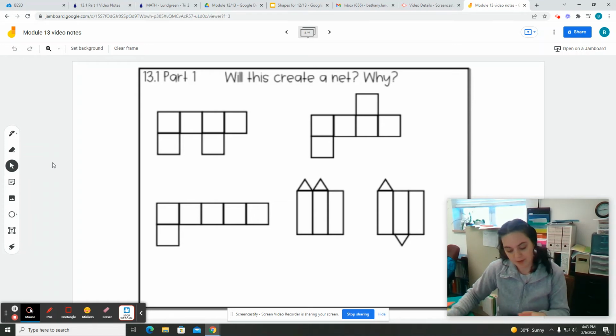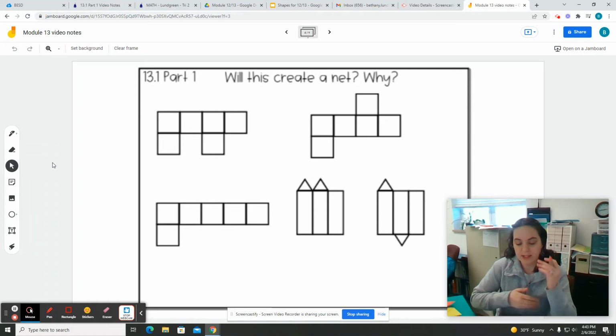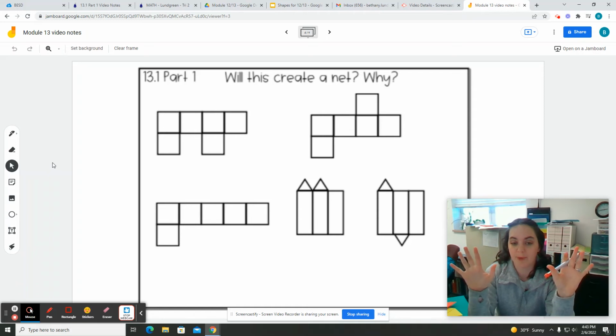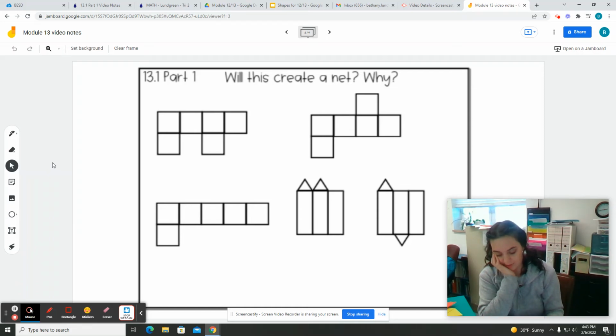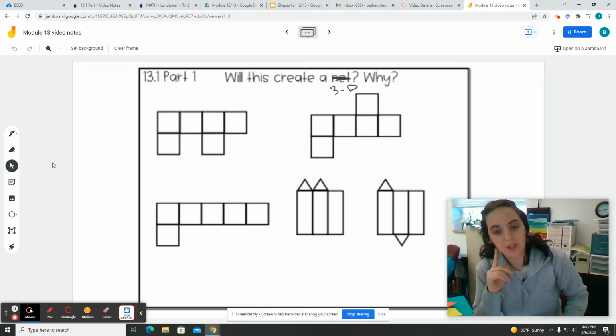All right, so our last part for this video notes is let's look at these nets. These are what nets look like. Basically, we took the three-dimensional shape, and we unfolded it and drew it on the paper. There is a typo, though, because I made a mistake. This should not say will this create a net. It should say will this create a 3D figure. Okay, will this create a 3D figure and why?